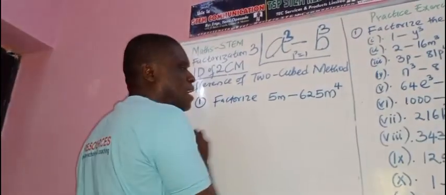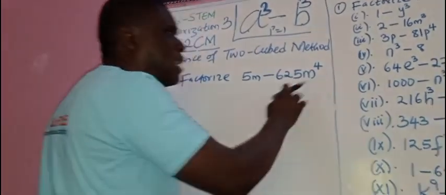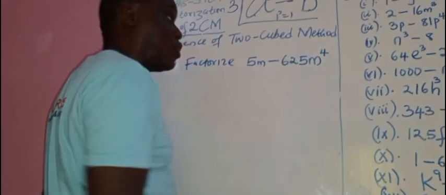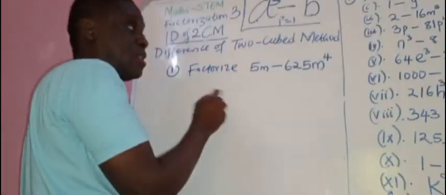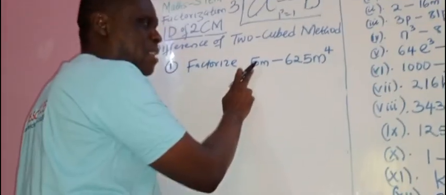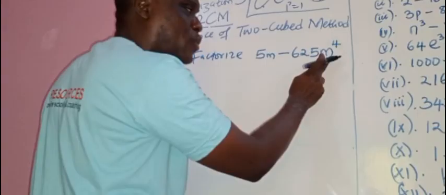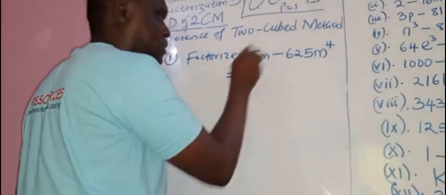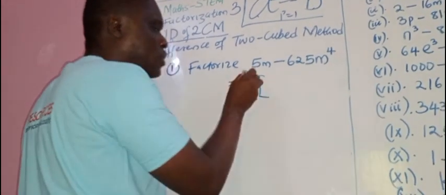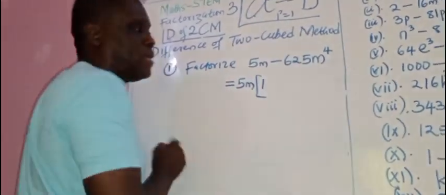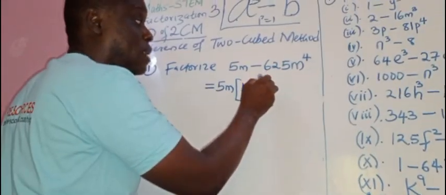Now look at this. I told you in factorization, you have to look: is there a common factor that you can use with the previous methods that you know, in video 1 and video 2 of this topic, factorization? If you look at this, 5 is here, m is here. 5 can go into this 625, and m is also here. So I want to factorize this out first. 5m can go into 5m, and 1 will remain. Minus 625 divided by 5 is 125.